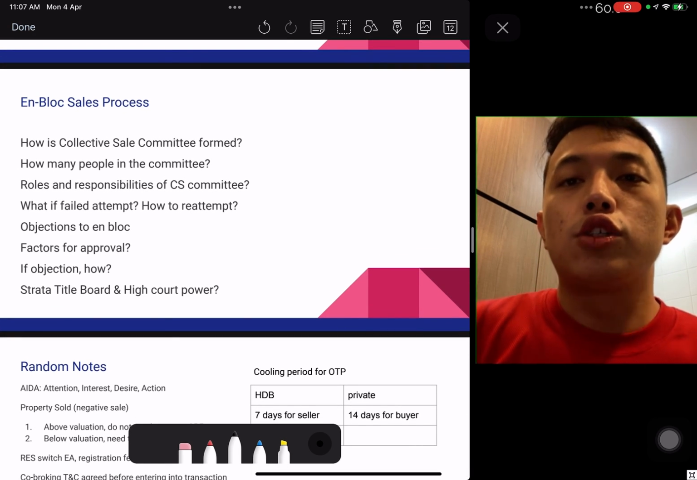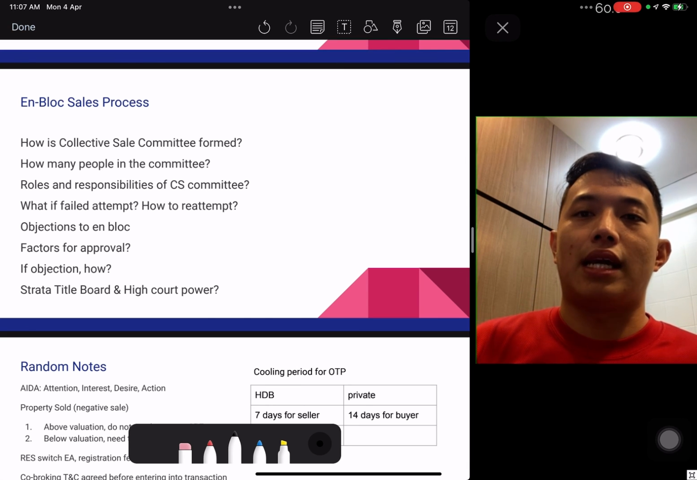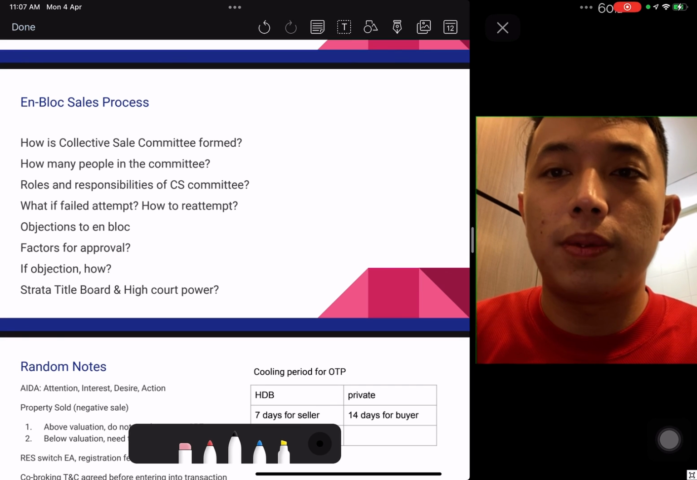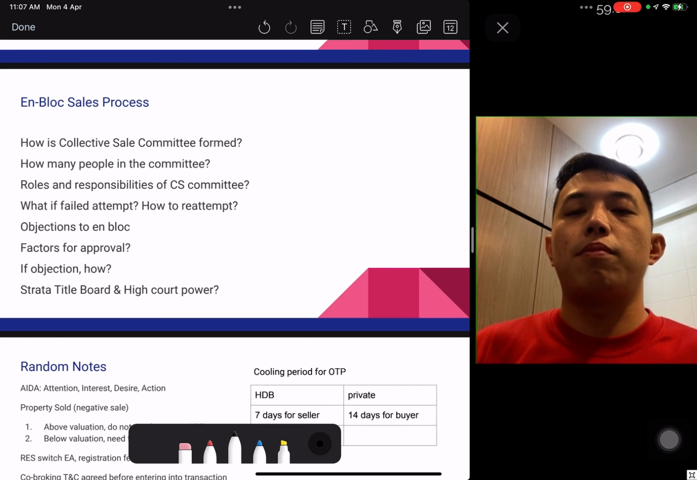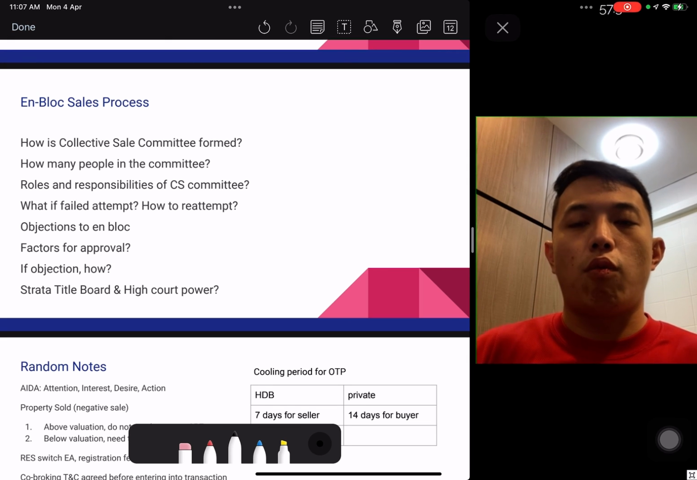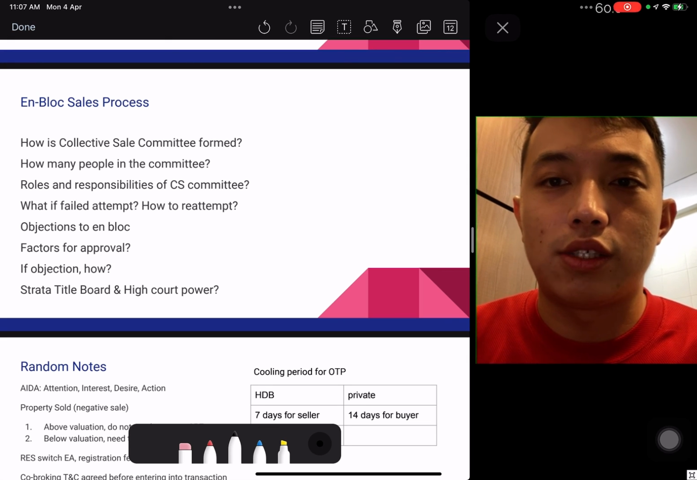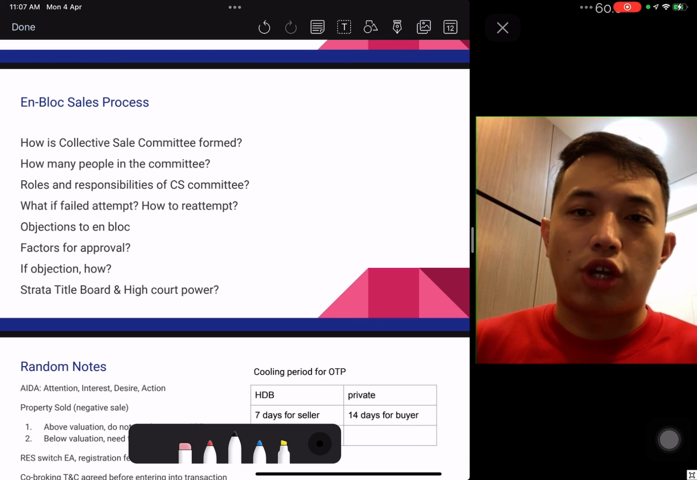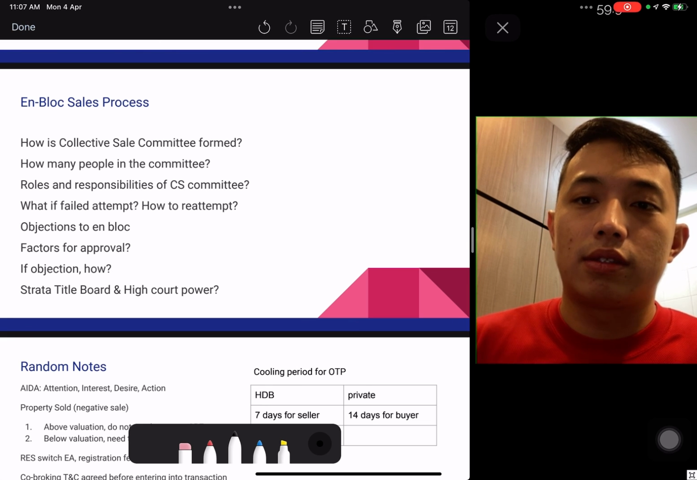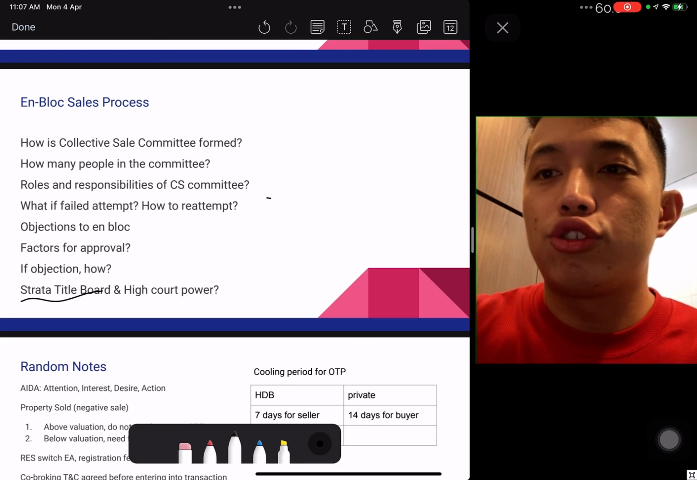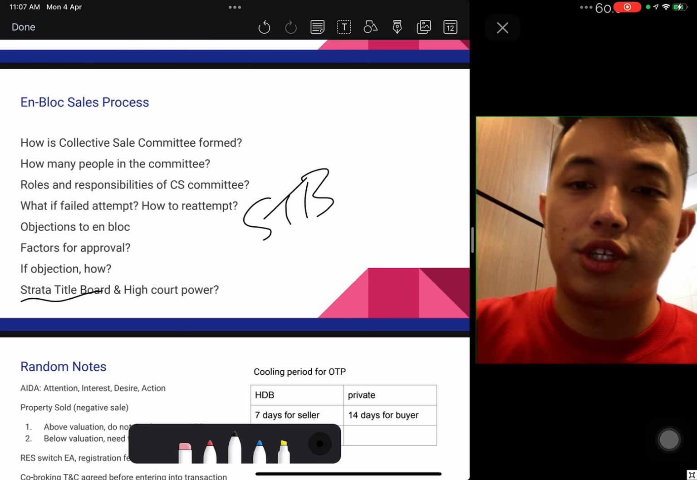You must know, for the en bloc process, how the committee is formed, how many people are in the committee, and their responsibilities and roles. What if there is a failed attempt at en bloc, and how do they reattempt? Any objections to en bloc? What are the factors for approval? Where should the en bloc be brought to, the Strata Title Board or the High Court? Guys, go read up on the Strata Title Board for the en bloc information.